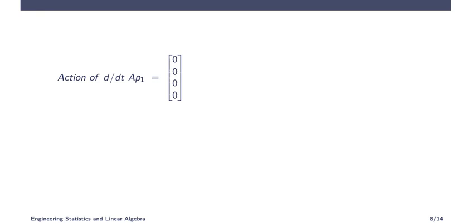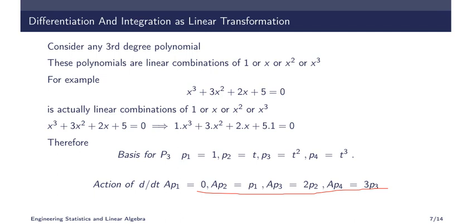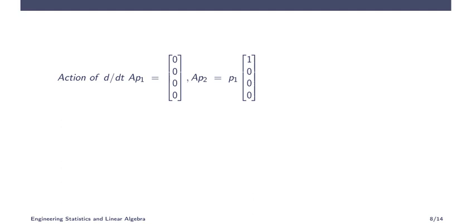Now what is AP2? AP2 is equal to P1. So I take the coefficient of P1 as 1 and all other coefficients as 0, right? So AP2 will be 1 0 0 0. Okay, so it is a linear transformation. This is the basis for that one, and the transformation is 1 0 0 0.